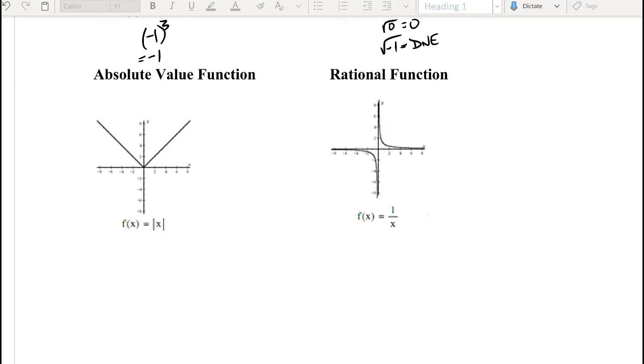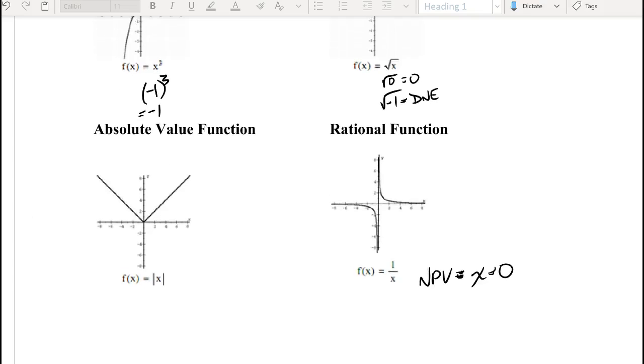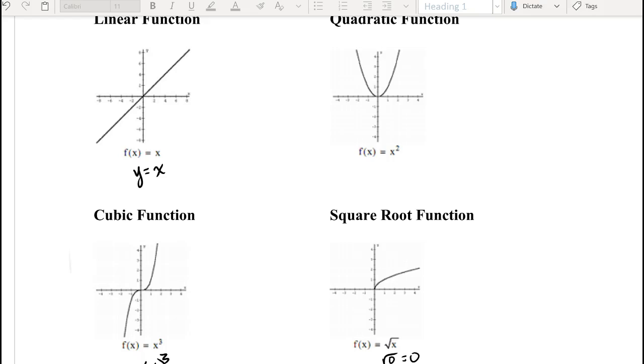And then rational functions, again, ideally you should have seen these last year. And our parent function is just 1 over x. Nothing funny going on in the bottom. My only non-permissible values would be x equals 0. So that's kind of what we're seeing. These are our parent functions.